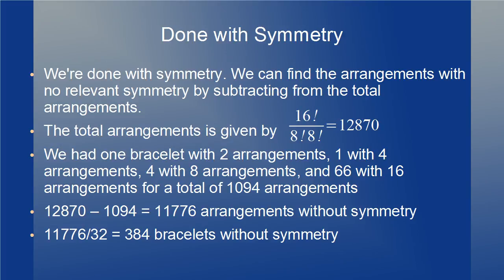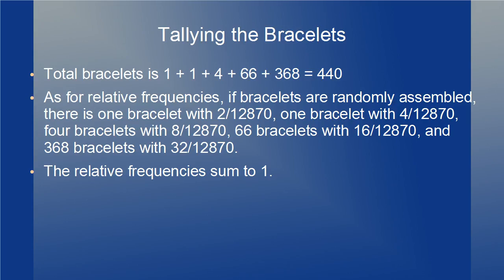This leaves 11,776 arrangements without symmetry, and magically this is exactly divisible by 32 arrangements per non-symmetric bracelet to give exactly 384 bracelets without symmetry. It's a simple matter now to tally the results. Total bracelets is 440 as shown. Relative frequencies are in proportion to the number of arrangements the bracelet has when acted upon by the dihedral group of order 32, and therefore proportionally lower for bracelets with more symmetry. As they must, relative frequencies sum to 1.